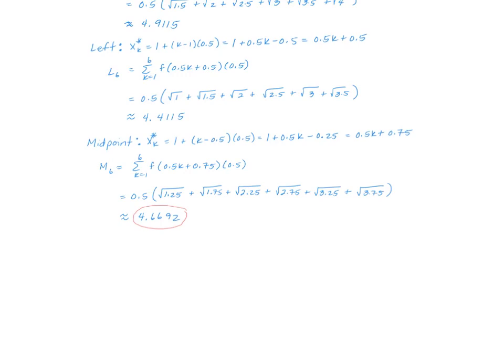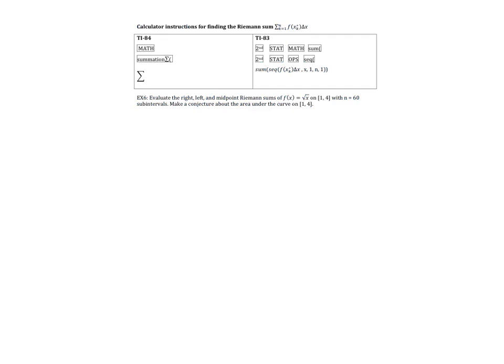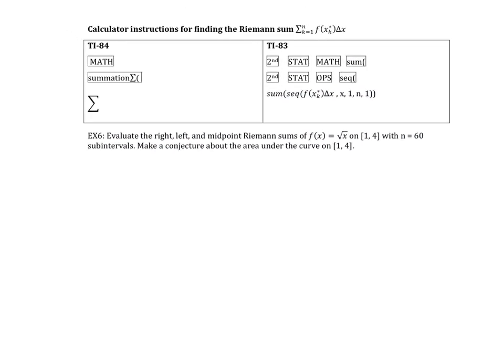So we've been looking at partitions like 4 subintervals or 6 subintervals. But what happens if you want to take something and partition it into, say, 10 or 20 or 30 subintervals? That would be ridiculous to write out in a long way. So what you're going to do is use your calculator. With the TI-84, you would hit the math symbol on your calculator and then scroll down to summation.